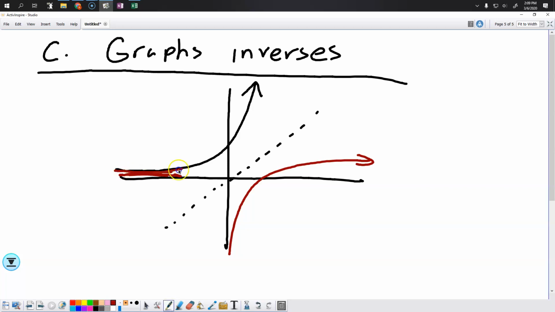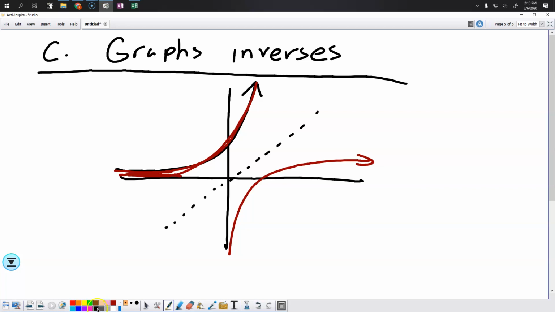This one is an exponential function right here. Okay? We're learning about logarithms. Logarithms are the inverses of exponential functions. So when we get to graphing logarithms, they're going to look like this one down here. Okay? We'll get to that later though. But that's the graph of inverses.